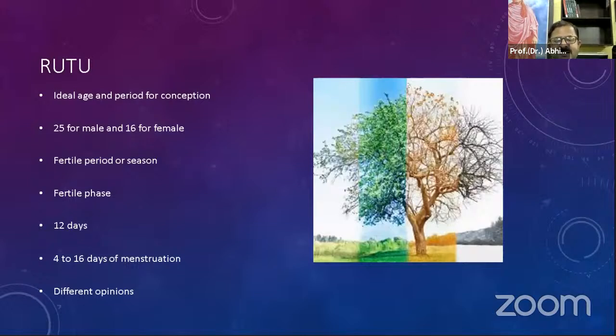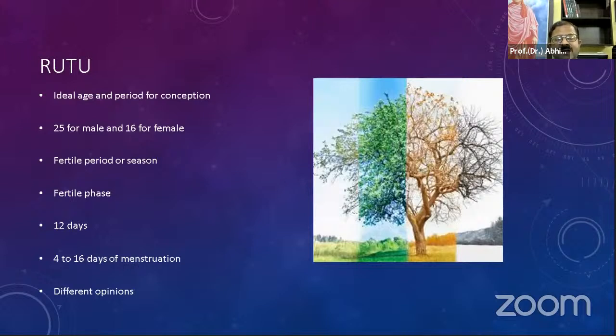In nature, there are so many seasons. Modern science tells of 4 Rutus: autumn, winter, spring, and so on. According to Ayurveda, there are 6 seasons, Shadritu. Each and every Rutu has an impact on nature, and each and every season also has an impact on our body.